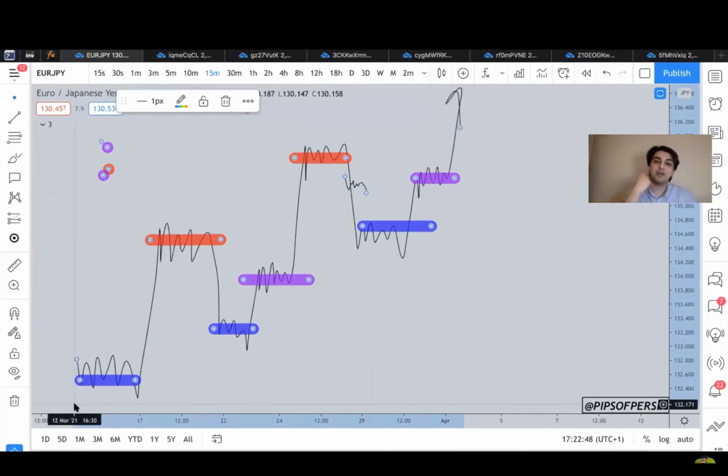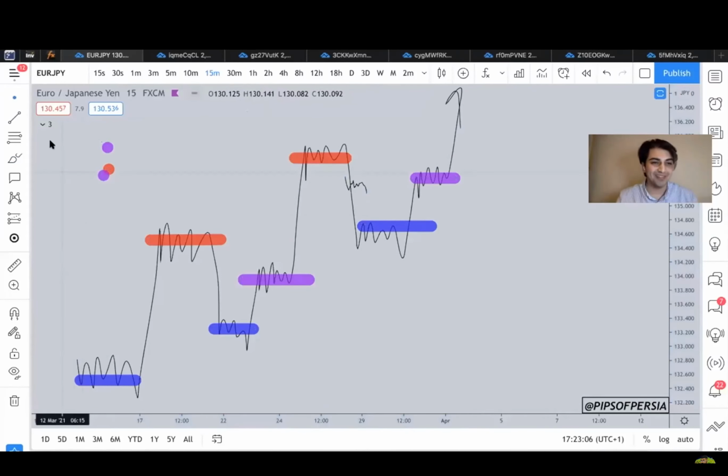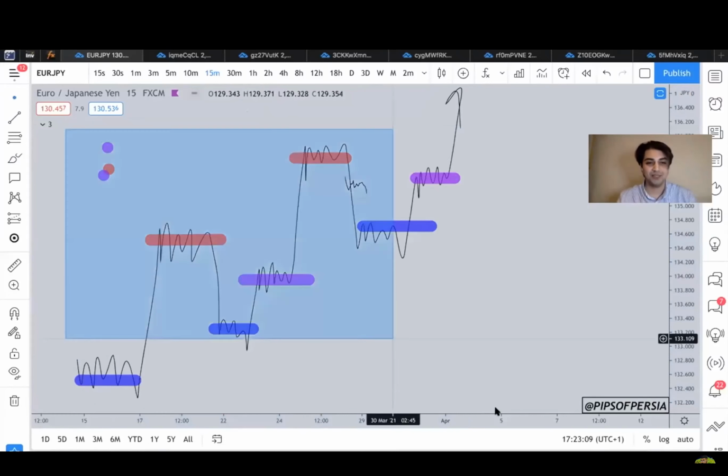Now, this is where I want to elaborate a little bit more on drop-base-drops and rally-base-rallies. And I want to speak a little bit about the similarities of this to, quote unquote, institutional concepts, and how practically anything that you've been looking at on the chart so far is the same as what the institutional traders do in a way, but just from a slightly different angle. And how I'm going to describe this is like this.